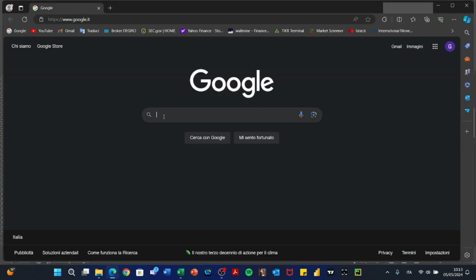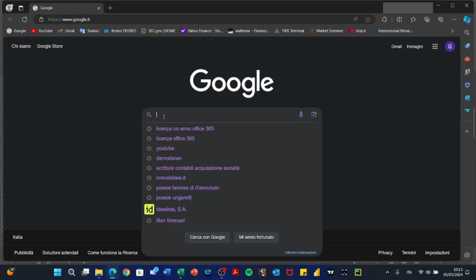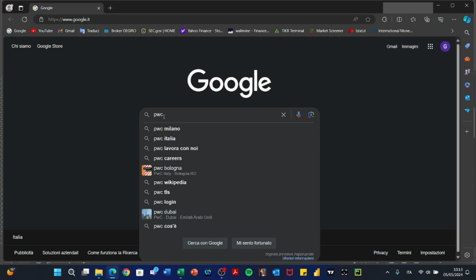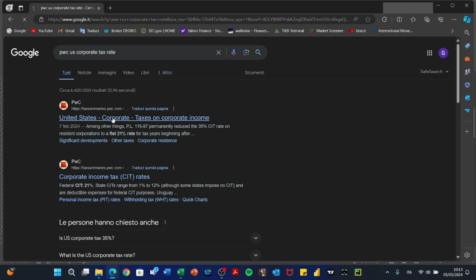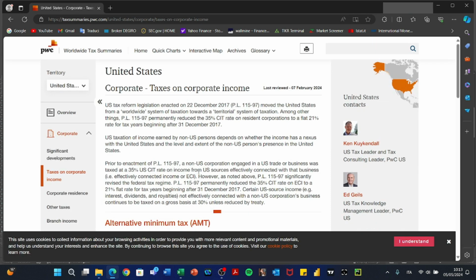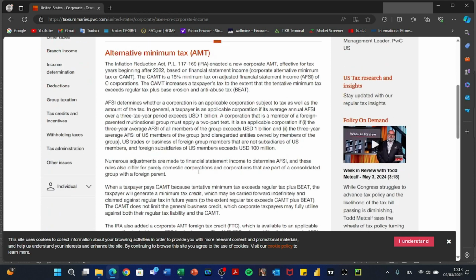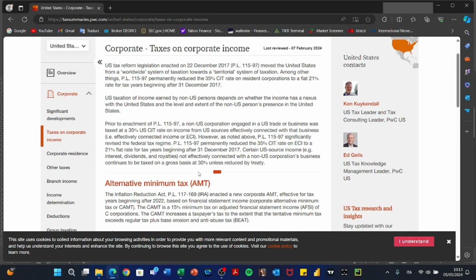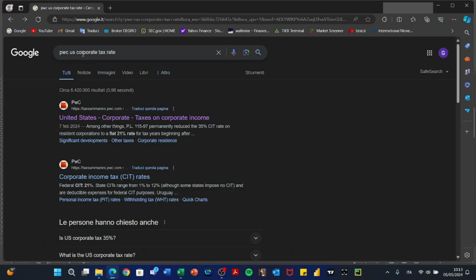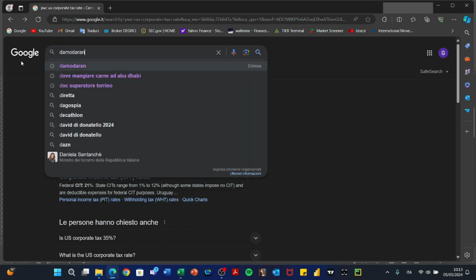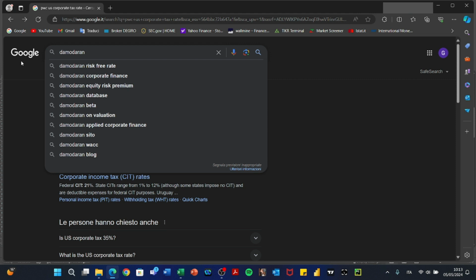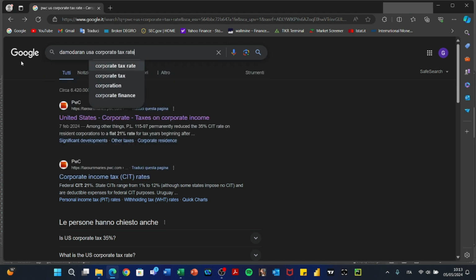If you want, going on, for instance, PwC, you have the corporate tax rate. I think that the best way is showing on the modern website. Modern. US corporate tax rate.